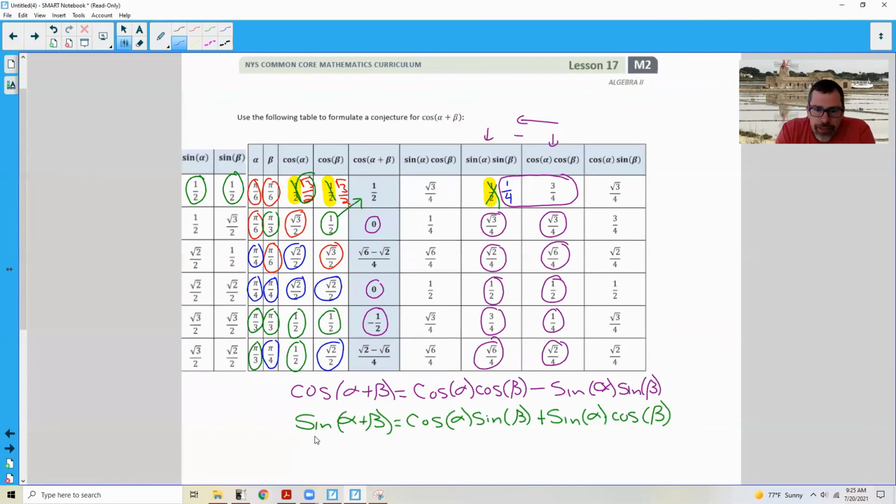All right. So now let's look at these together. Cosine alpha plus beta equals cosine alpha cosine beta minus sine alpha sine beta. So notice everything's in the same order except the sign here. So when we have the cosine of the sums, we subtract. When we have the sine of the sums, we add. Sine, add, cosine, subtract. Everything's all in the same order.